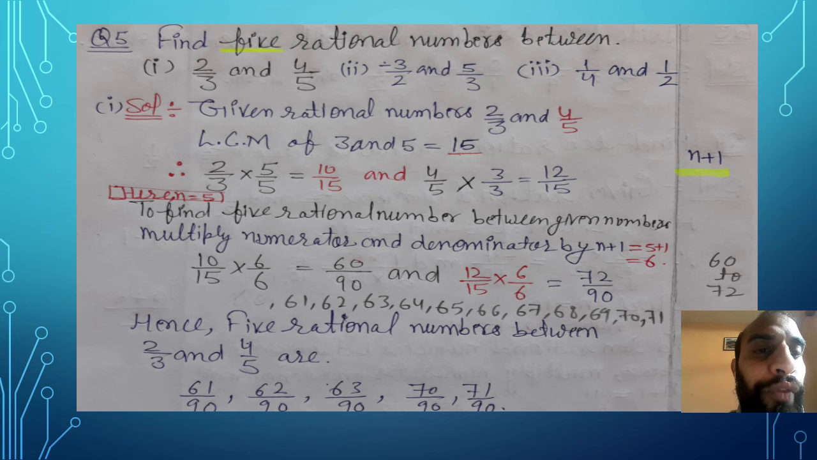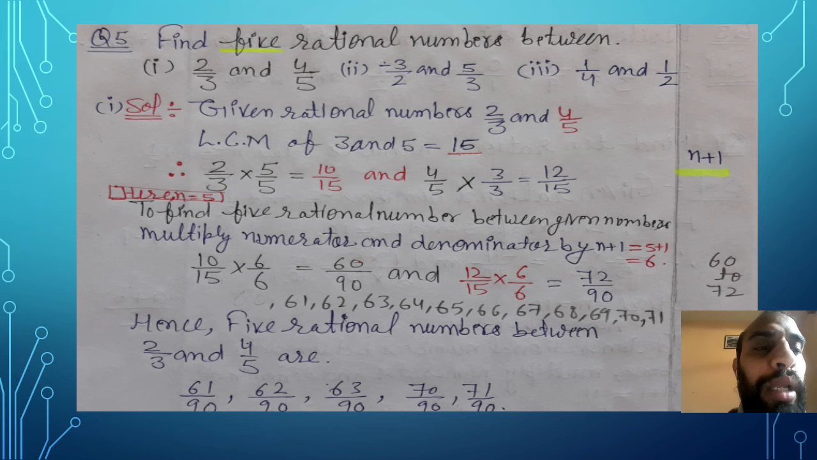Next case, 4 upon 5. We need to multiply by 3 and 3. Then 3 fours are 12 and 5 threes are 15. Now you can see, my dear student, you get two numbers. One is 10 upon 15 and 12 upon 15. Both have the same denominator. Then you can see 10 and 12. There is only one counting in between, 11. But we are interested to find 5 rational numbers in between.